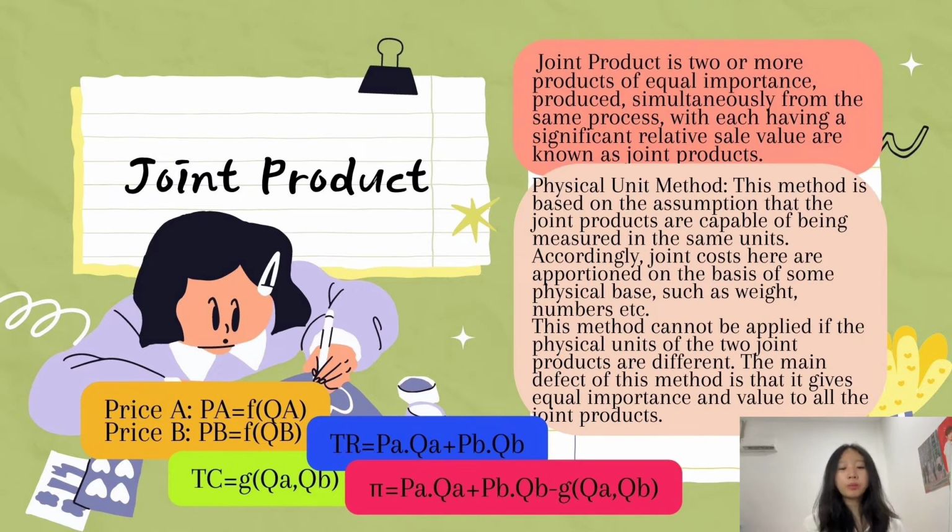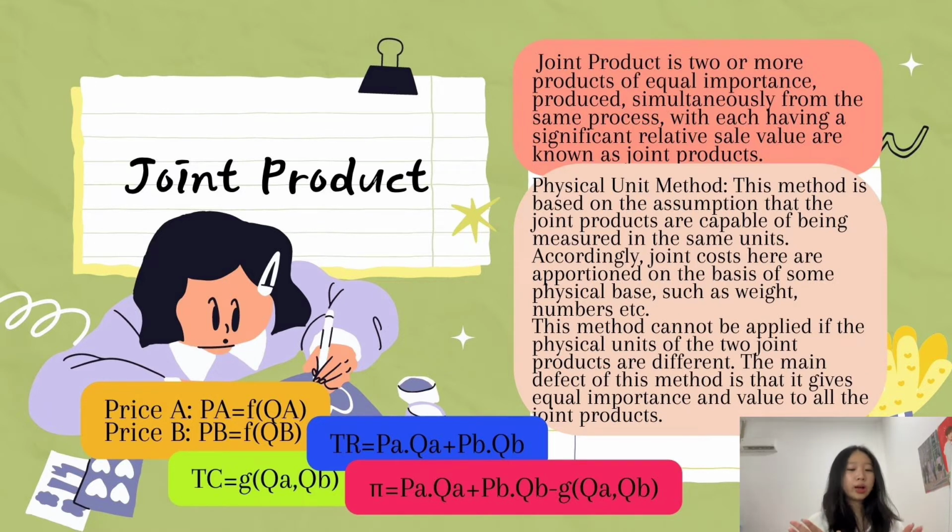The commonly used method is for apportioning the total process cost up to the point where the separation of the joint products occurs. There is one method that can be used, which is the physical unit method. This method is based on the assumption that the joint products are capable of being measured in the same unit. Accordingly, the joint costs are apportioned on some physical base such as weight, numbers, etc.